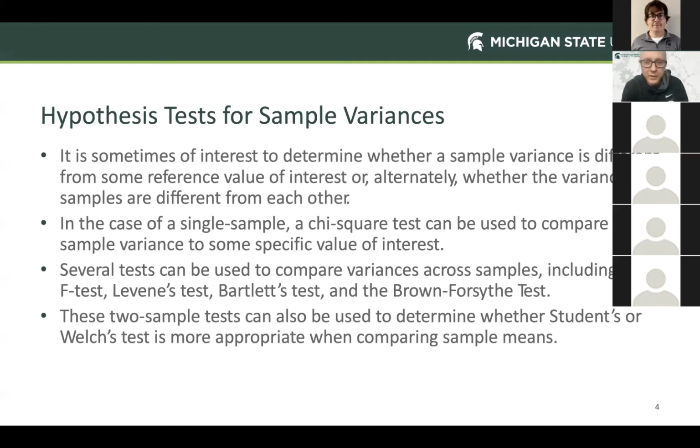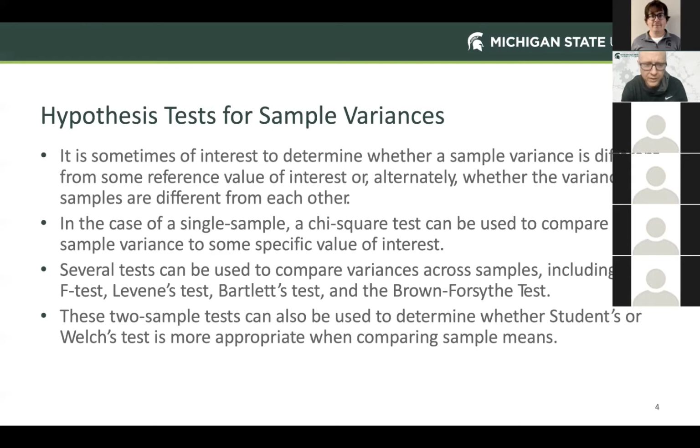Okay, and so from a big picture perspective, it's sometimes of interest to us to determine whether or not a sample variance is greater than, less than, or equal to some specific reference value of interest. Or more commonly, we'd be interested in determining if the variances between 2 samples are different from one another. And there's a variety of reasons why we'd be interested in that. In the first case, when we're concerned with just a single sample, we'll be working with a chi-squared test of variance. And in the latter case, there are a wide range of different tests that can be utilized. The one we'll talk about today is the F-test.